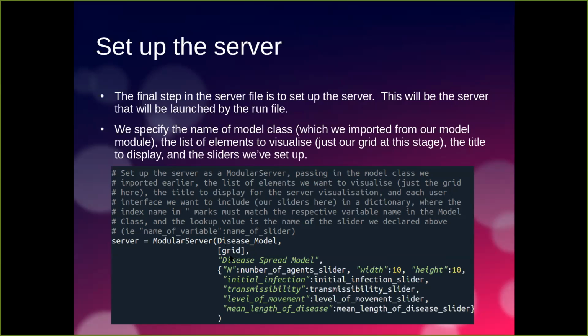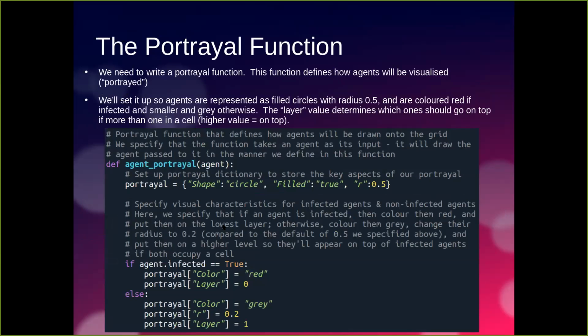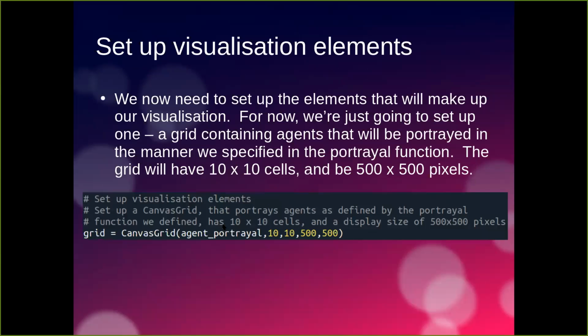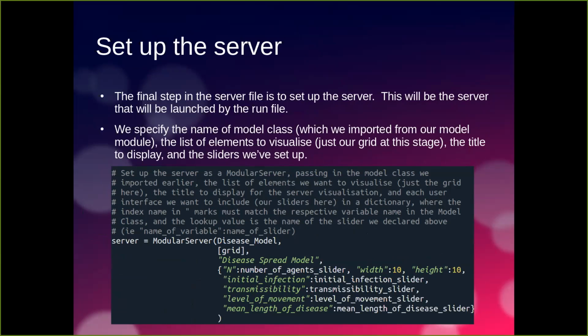I then need to set up a list of all of the things I want the server to visualize. Now, there's only one thing in my list, but you still have to pass it in as a list. And the one thing in my list is a grid. It's the grid that I set up back here. I said I want a canvas grid that draws agents according to this function, and it's 10 by 10 cells and 500 by 500 pixels. So that's the model I want you to use. That's the list of things, which is just a single element. I want the grid that I've defined.